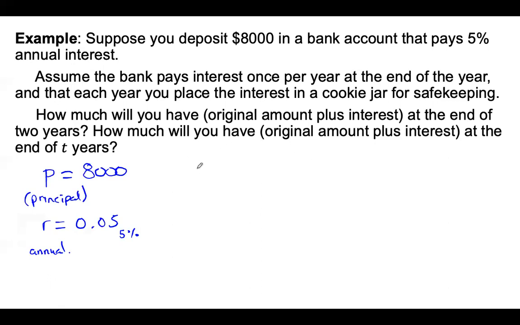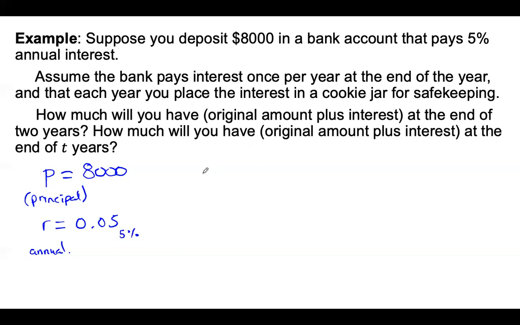So what is the question? Assume that the bank pays interest once per year at the end of the year, and that each year you place the interest in a cookie jar for safekeeping. So you take that money and you put it in a cookie jar. This is the idea of simple interest versus compounding interest. How much will you have, the original amount plus interest, at the end of 2 years?